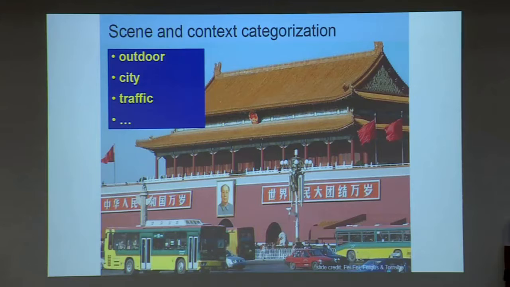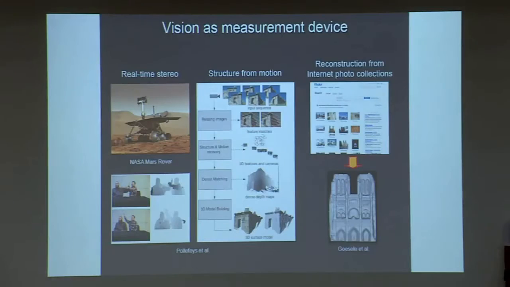The other category of task that we are interested in is using vision as a metric or measurement device. Here, for example, we are interested in depth, how far the objects are from the camera. This has many applications. Generally you capture two images, a stereo pair, and then from there you can compute the depth.